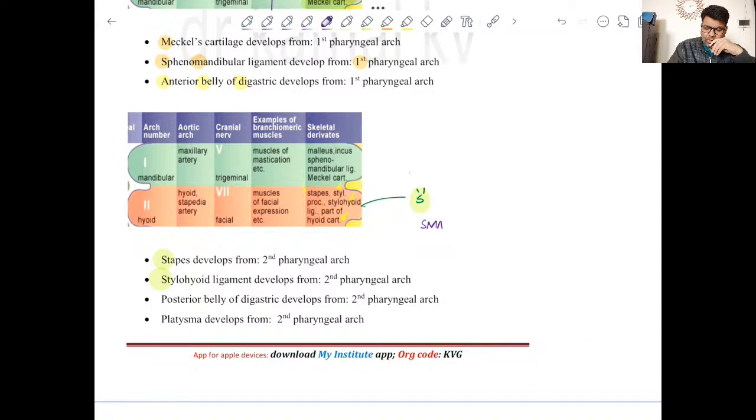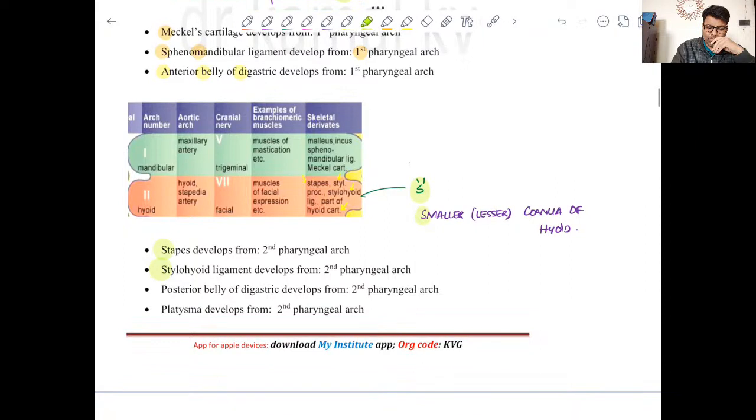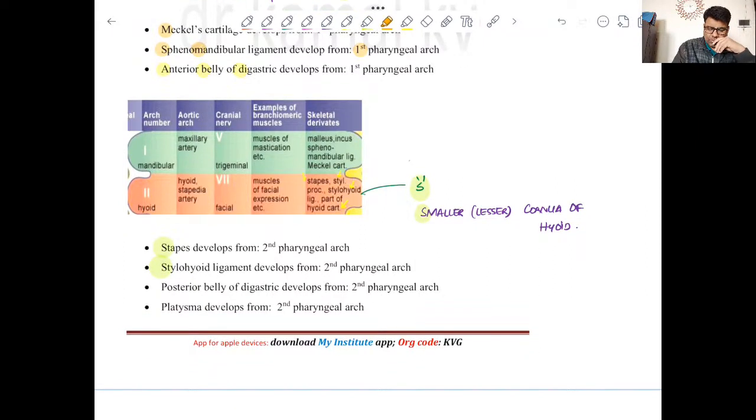smaller or what we call lesser cornua of hyoid. Clear? So again the word S is here, smaller or lesser cornua of hyoid. Apart from this, posterior belly of digastric, platysma, and all the muscles of facial expression, these are derivative of second pharyngeal arch, and the nerve supplied to the derivatives is facial nerve.